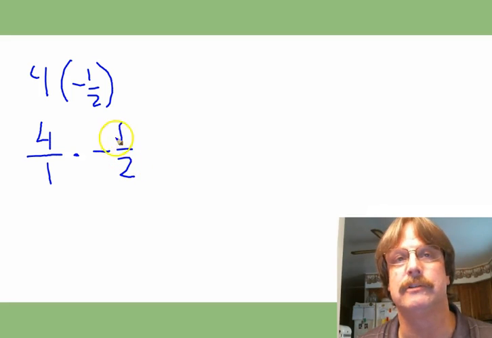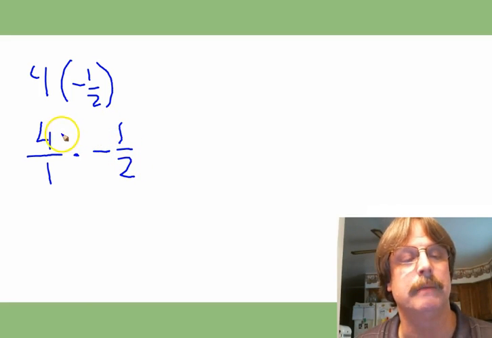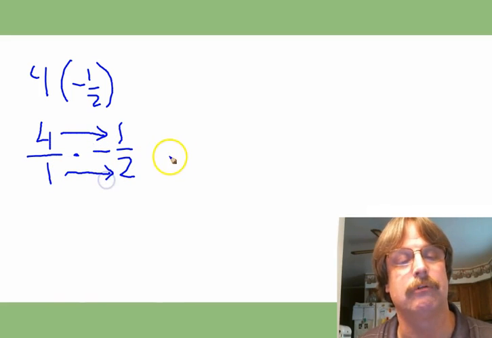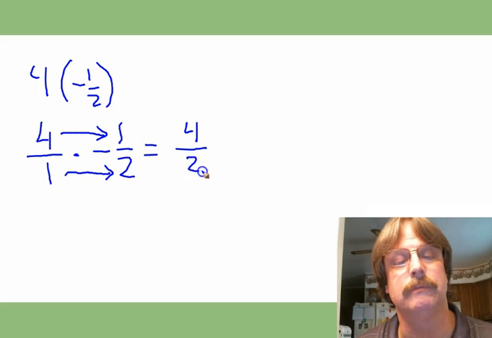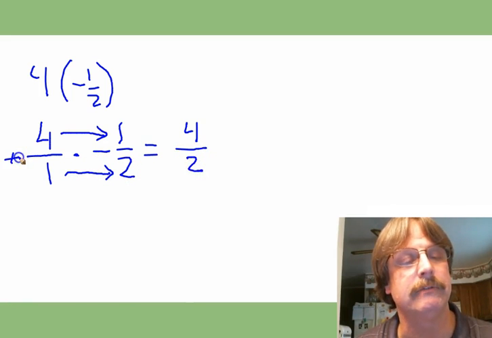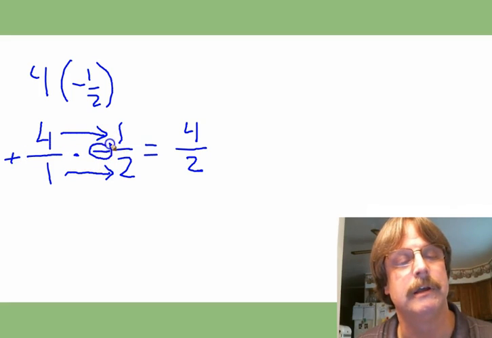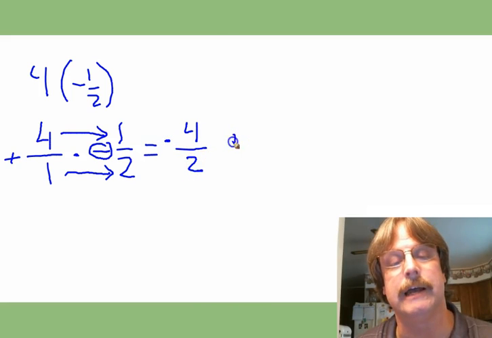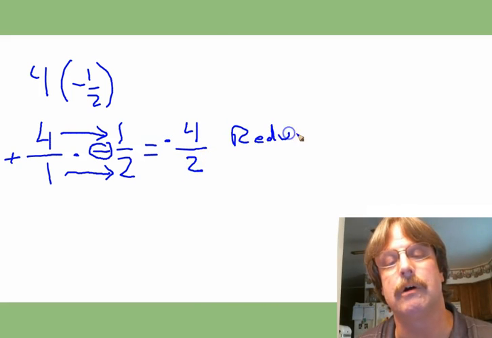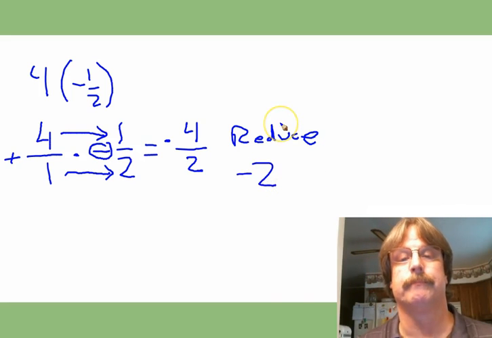Now, multiplying fractions is the easiest thing to do. You simply take the numerators, multiply across, take the denominators, multiply across. So 4 times 1 is 4. 1 times 2 is 2. And this is a positive, and this is a negative, so a positive times a negative is going to give us a negative. Now you have to reduce this, so reduce or simplify, however you want to call it. Both mean the same thing. So 2 goes into 4 twice. So our answer is going to be -2.